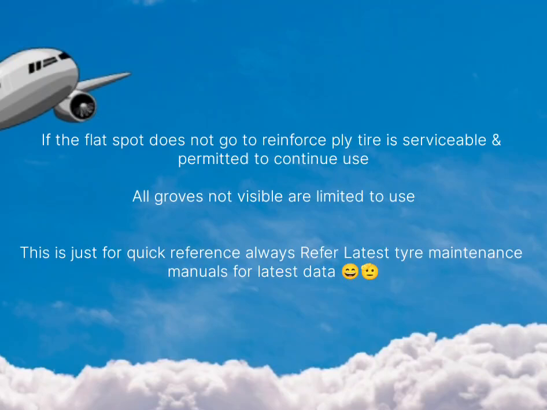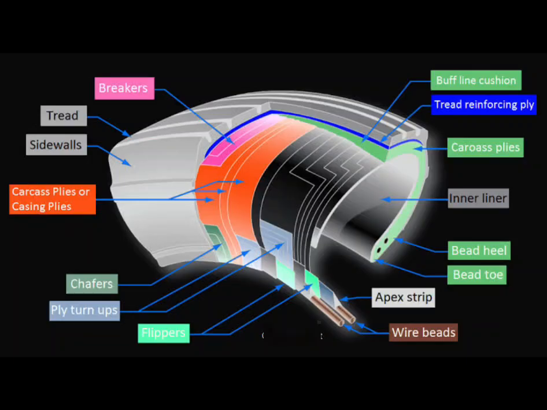All grooves must be visible, otherwise limited use, depending on the weather condition. This is just for quick reference. Always use the latest aircraft tire maintenance manual for the latest data. Just go through the diagram. You will find the tread, cord, carcass and ribs, all the names of the construction of the tire. This will be very useful to identify the location.